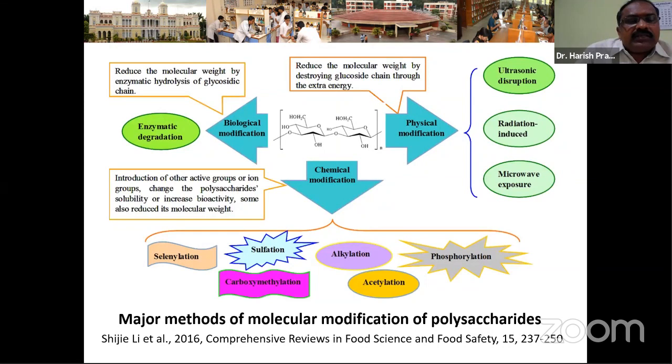I'll just show you how these three modifications are done. For example, for physical modification, we use ultrasonication or gamma irradiation. Even microwave exposure will cause depolymerization of these molecules, which eases their viscous nature. Biological modification means we use enzymes. Intervention of these enzymes will change the structural components of this biomolecule, that is the polysaccharide, or it also has depolymerizing activity with hydrolases. That will lead to the modification of this polysaccharide.